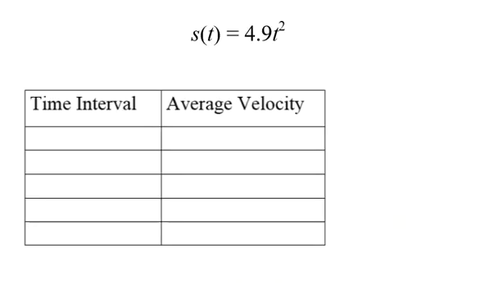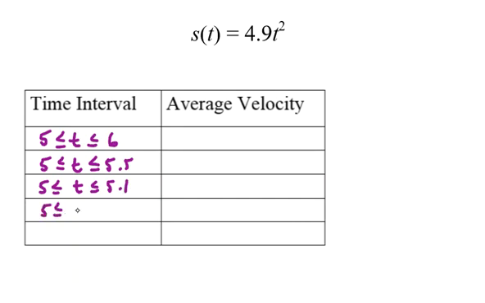Okay. So time interval. If I'm looking at 5 seconds, how fast is the ball going at 5 seconds? That's my goal to find. I would do an interval that would be like maybe from 5 to 6 seconds. And then I'll do a smaller interval that's like 5 to 5.5 seconds. And then we'll do like 5 to 5.1 seconds. And then last but not least, a smaller one still.